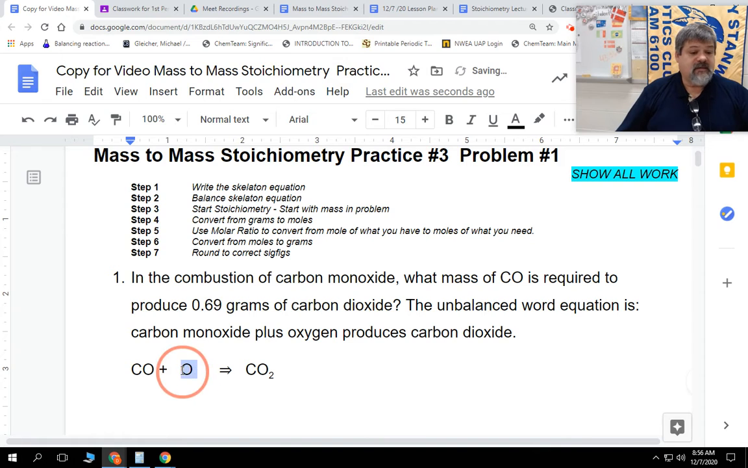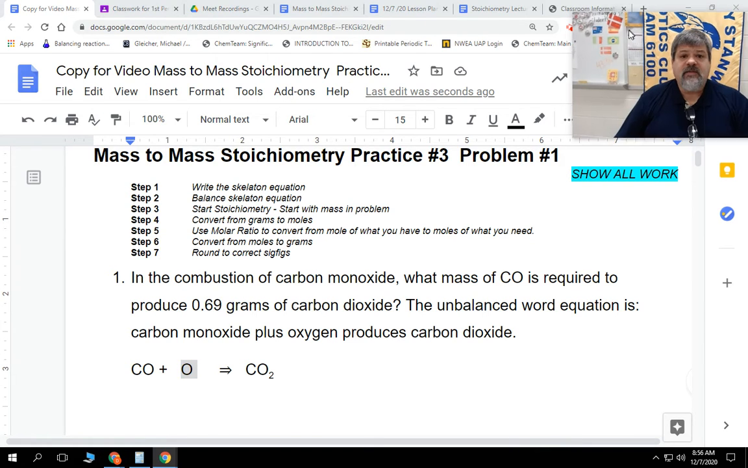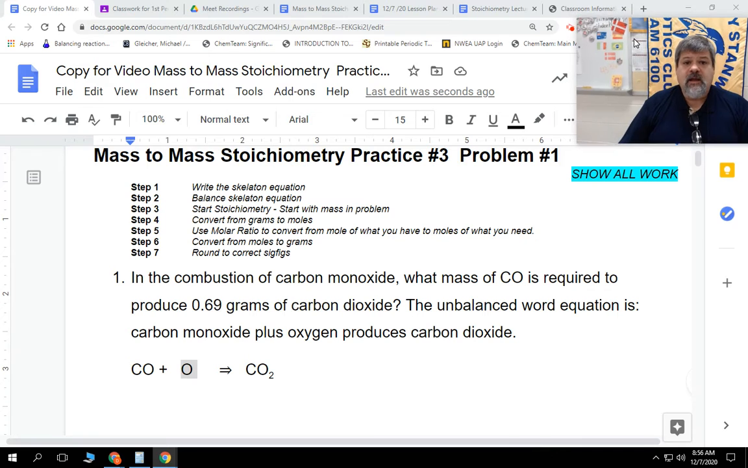I have an element by itself. And what is my rule when there's an element by itself? Well, we have to ask, is that element diatomic? So we have to determine whether or not the element is diatomic. How do we do that? Well, there are only seven diatomic elements, so we have to determine if it's one of those 7.